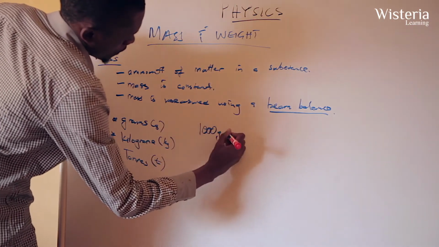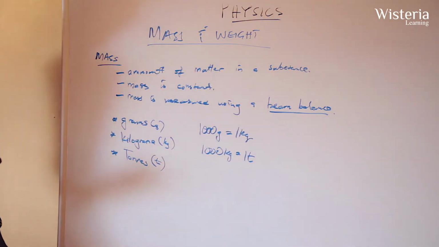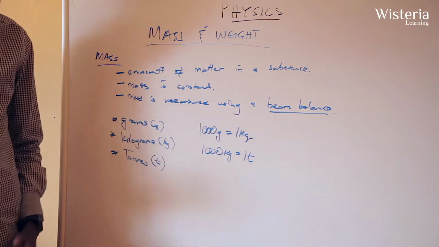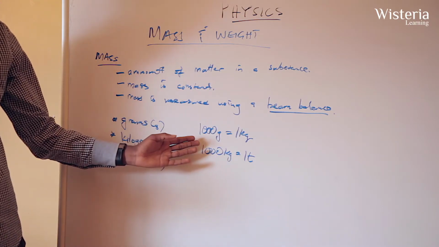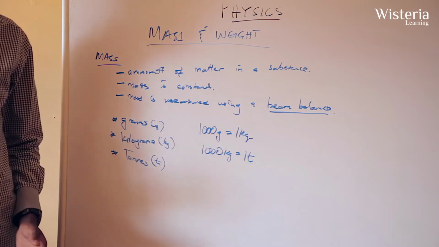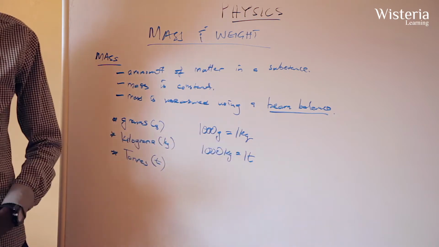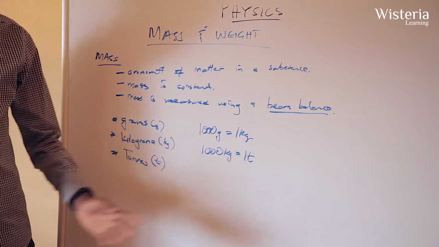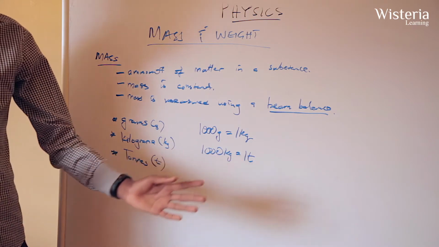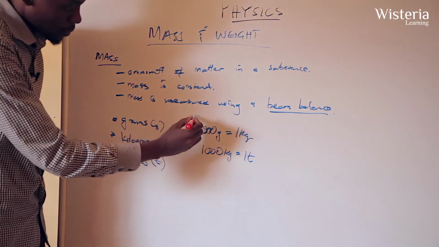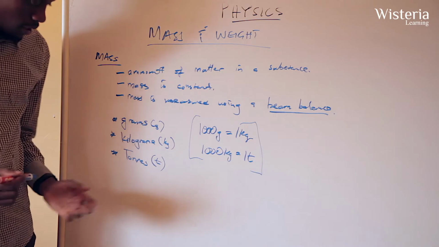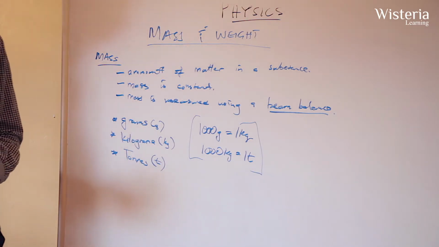We have the first one, the relationship between grams and kilograms. We have 1000 grams that will equal a kilogram, and then we have 1000 kilograms that will equal a ton. So it's very important that you know how these are related to one another.